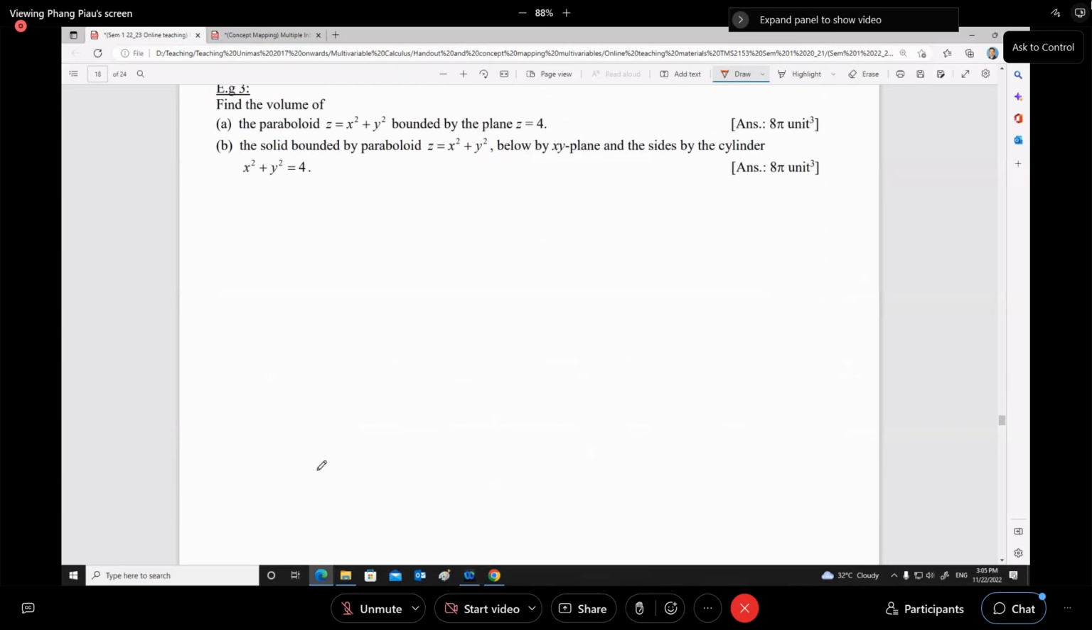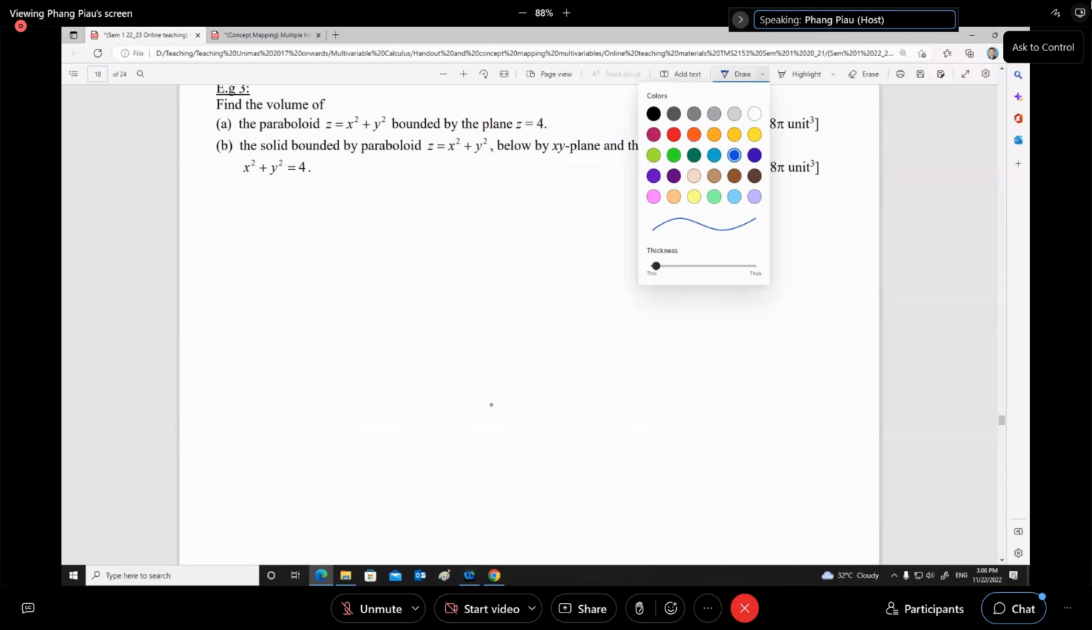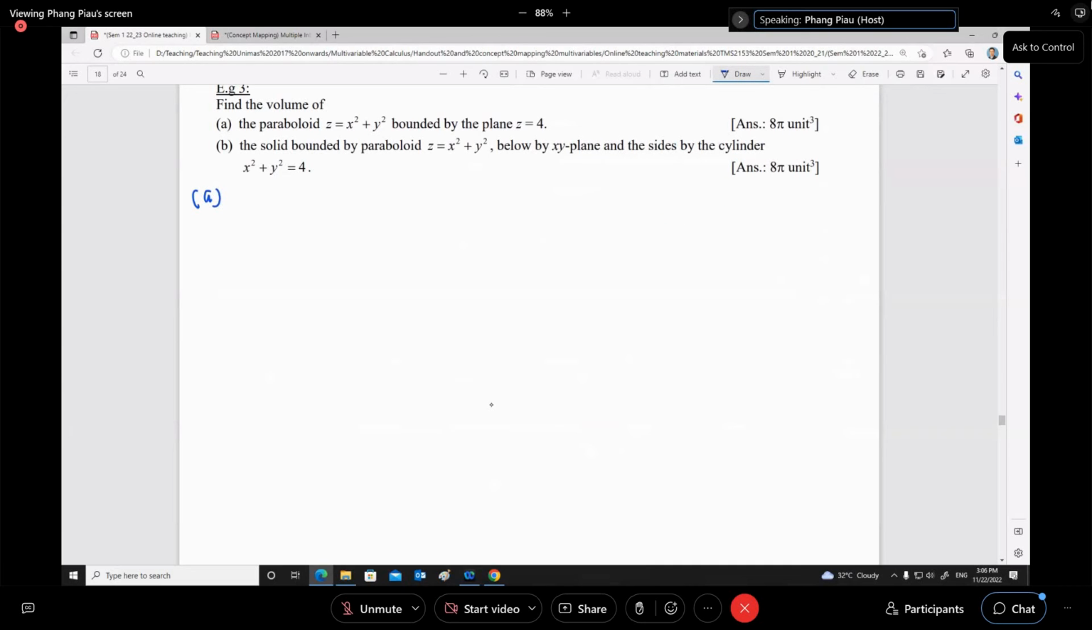Okay, two examples. These two examples are very similar, and the answers are accidentally the same. Quickly go for the solid, sketch the solid. It is x power 2 plus y power 2, so it is a standard paraboloid.